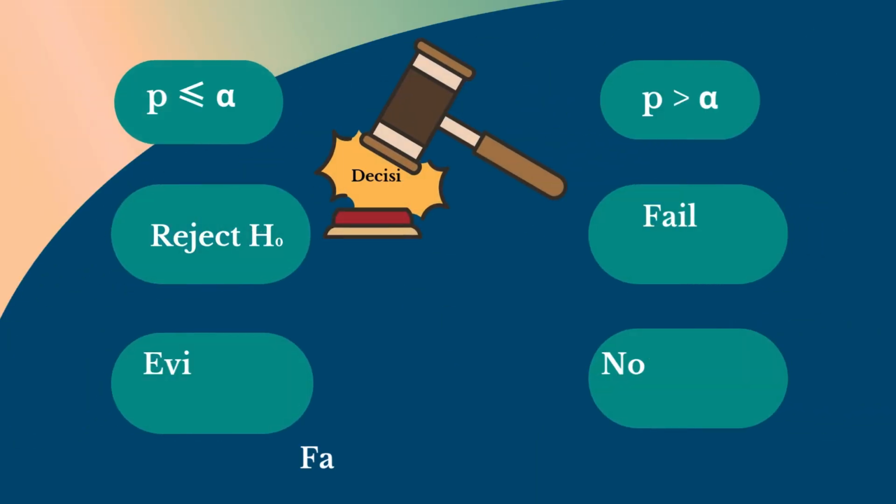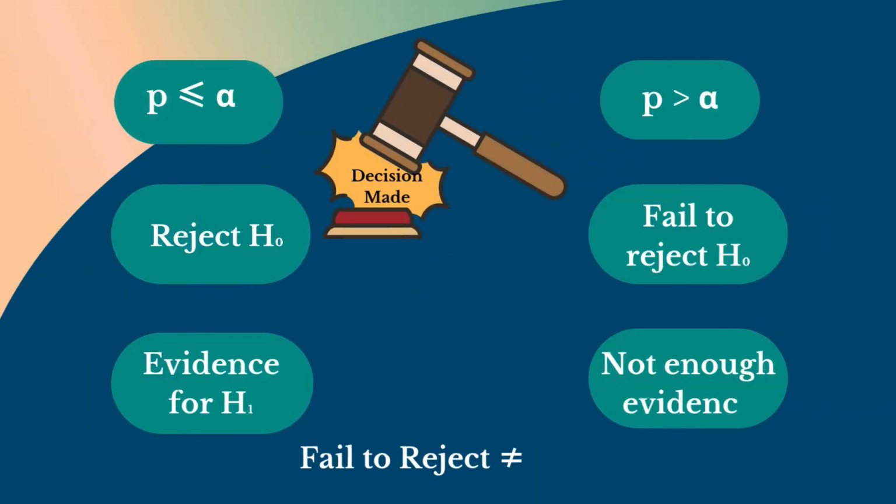Step 5, make a decision. This is the moment of truth where analysis turns into insight. If the p-value is less than or equal to alpha, we reject the null hypothesis, concluding there is significant evidence for the alternative. If the p-value is greater than alpha, we fail to reject the null hypothesis, meaning we don't have enough evidence to claim a difference.